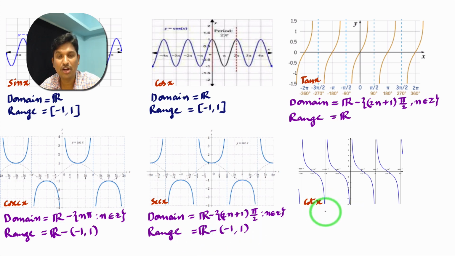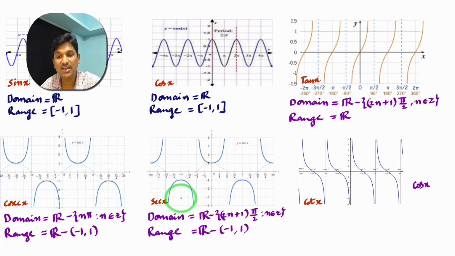Now it's about the cot function. Cot x can be written as cos x divided by sin x. Correct? So whenever sin x is 0, cot x is not defined. So you see here, for cosecant x also it is 1 by sin x. Whenever sin x is 0, cosecant x is not defined.